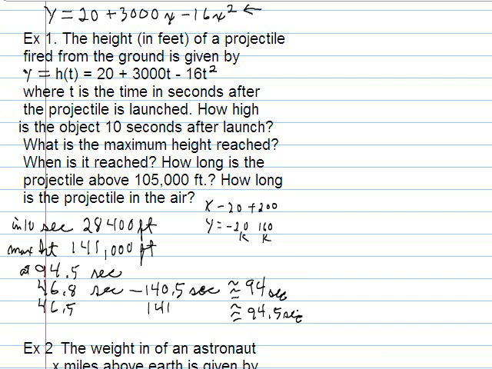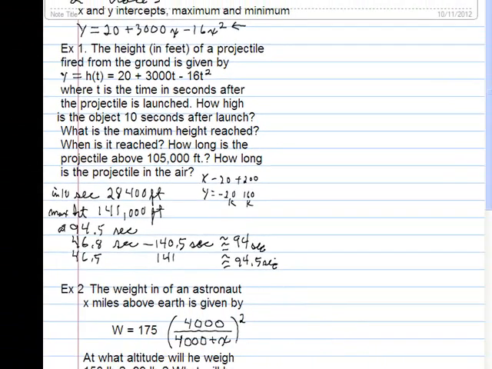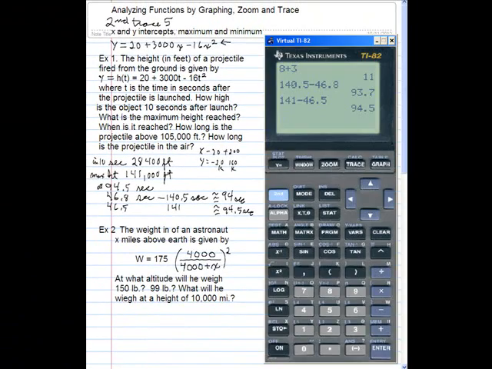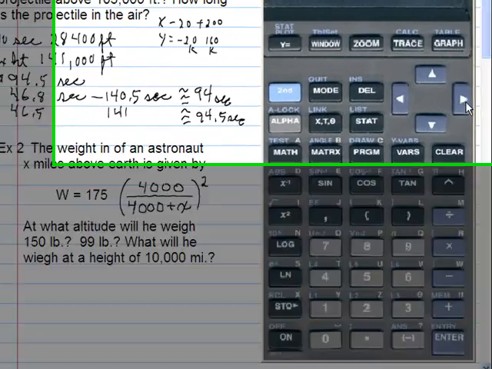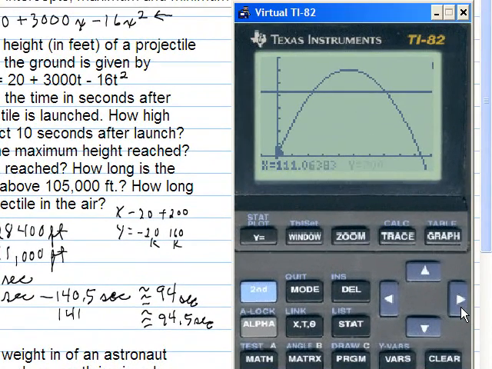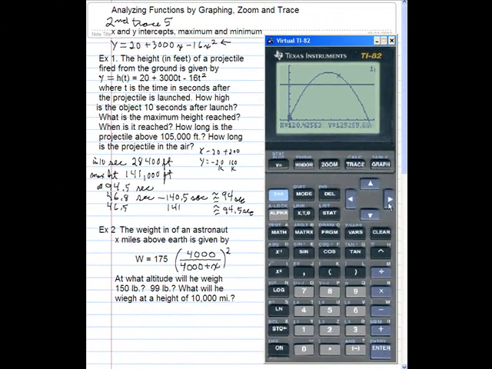And then the last time it says, how long is it in the air? So what we need to know is, what is the time when it hits 0? So let's go back to the graph. It's still in the air. Let's trace it. And let's see at what time. Now remember, time is x. So right here it's been in the air 111 seconds.